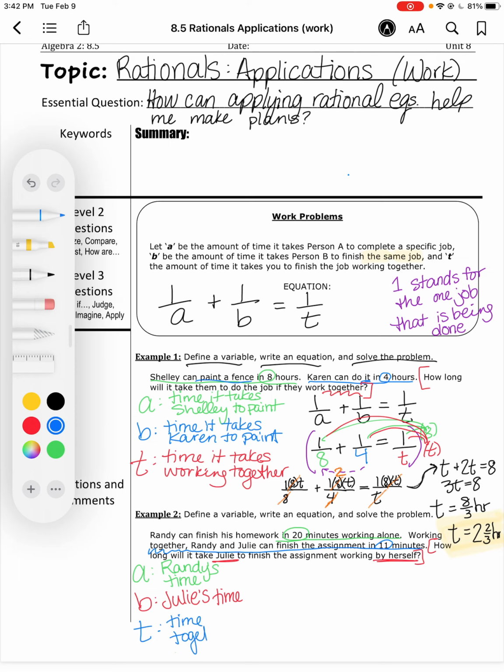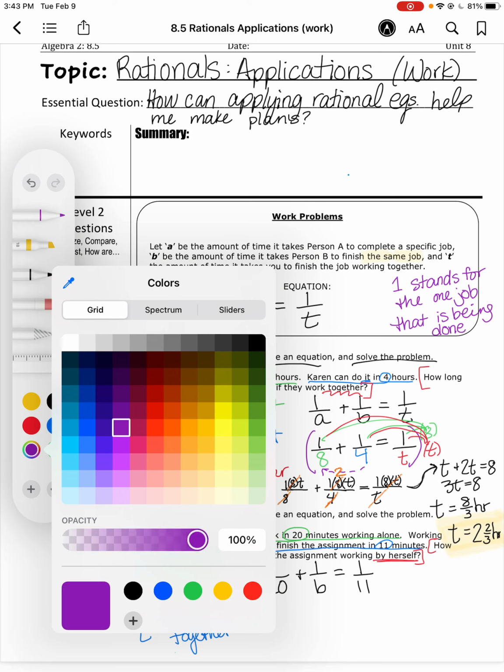Now, notice I did this a little bit more briefly. Sometimes I'm very proper with how I define my variables, sometimes a little bit less so. But as long as you get the relevant information, we'll be good. Okay, so we've got 1 over 20 minutes plus 1 over unknown equals 1 over 11 minutes. Let's go ahead and do a little bit of solving.